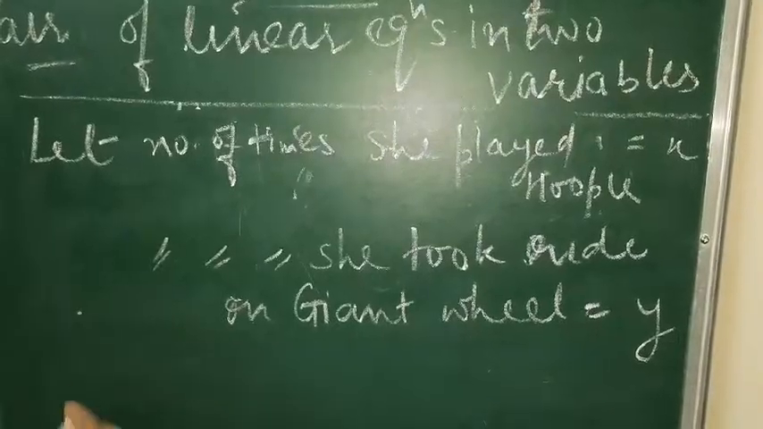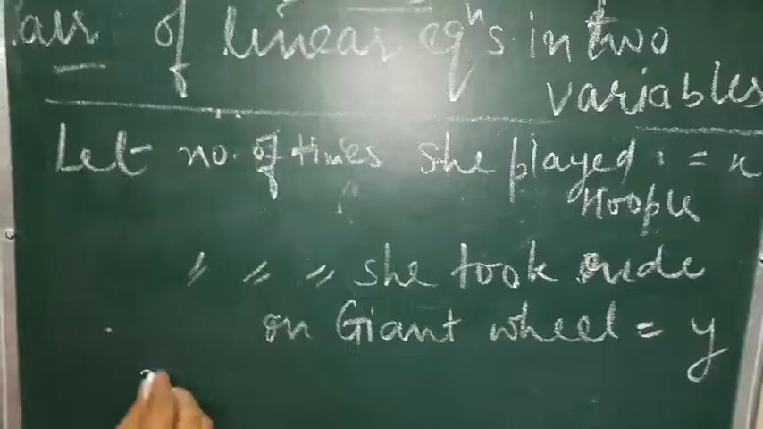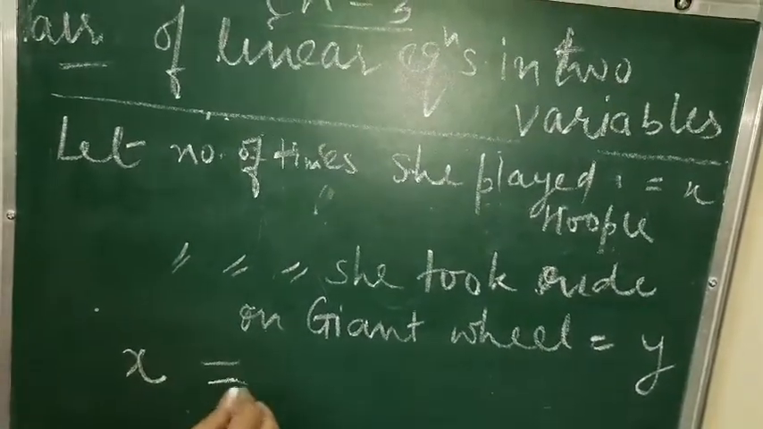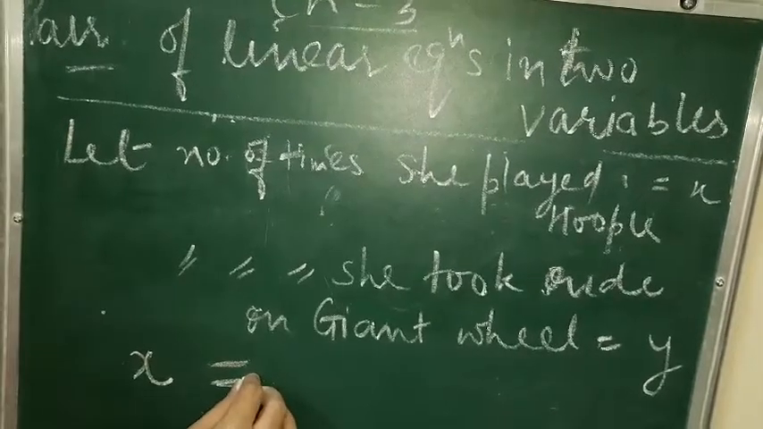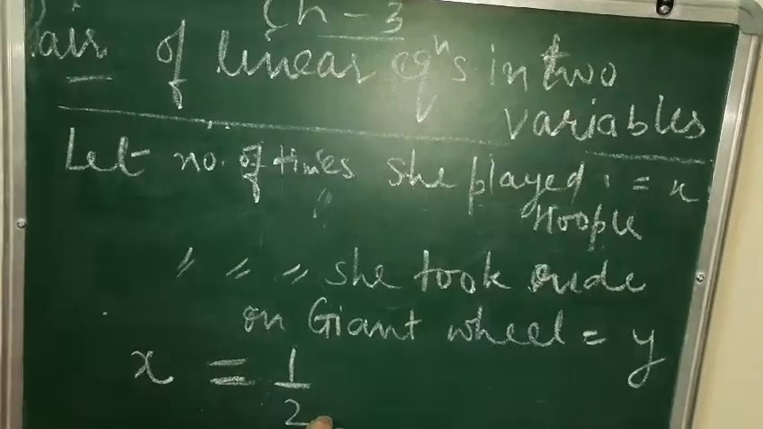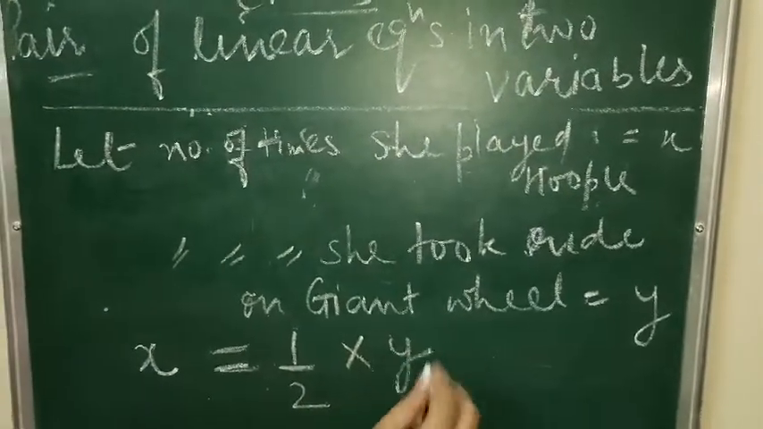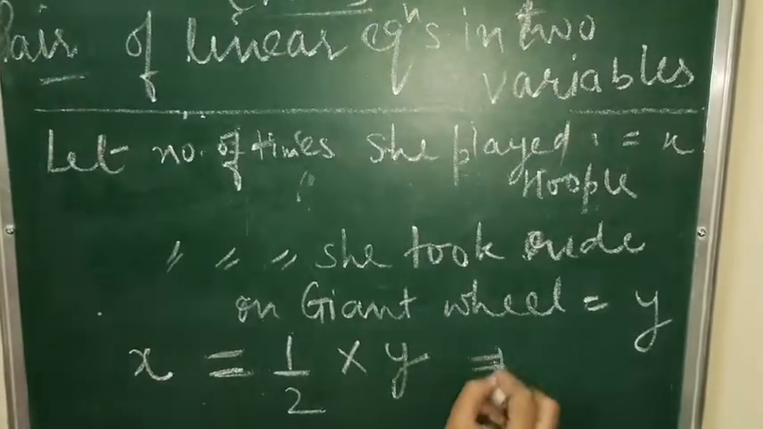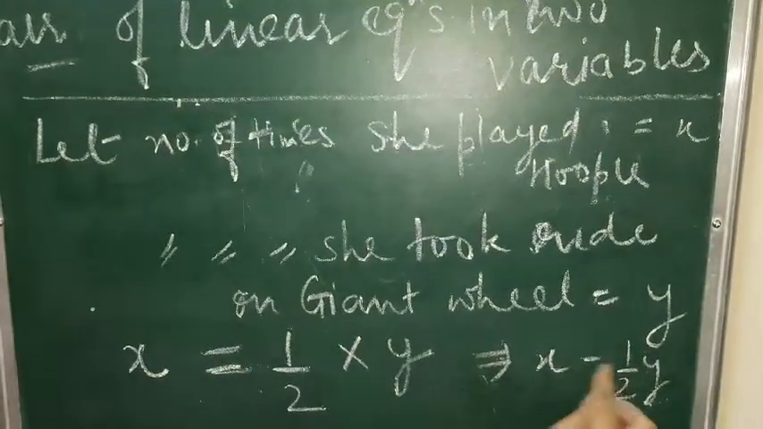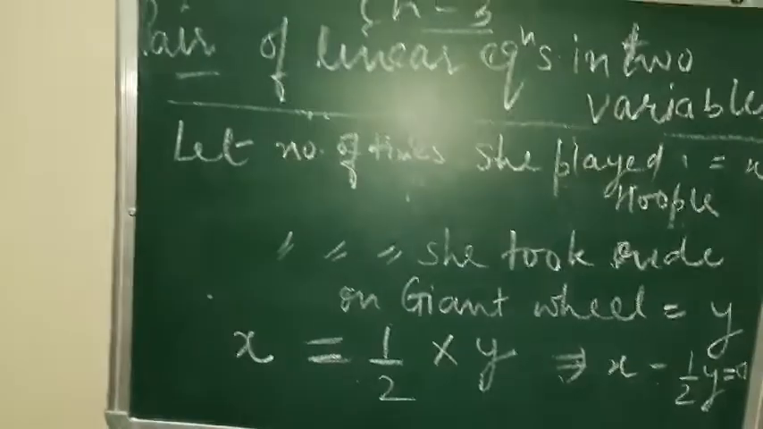Now read it. The number of times she played hoopla means X. Is, in maths, always means equal to. Half means 1/2. The number of rides she had on the giant wheel are Y. So your first equation becomes X equal to half Y, or you can say X minus half Y equal to 0. So this is your first equation.